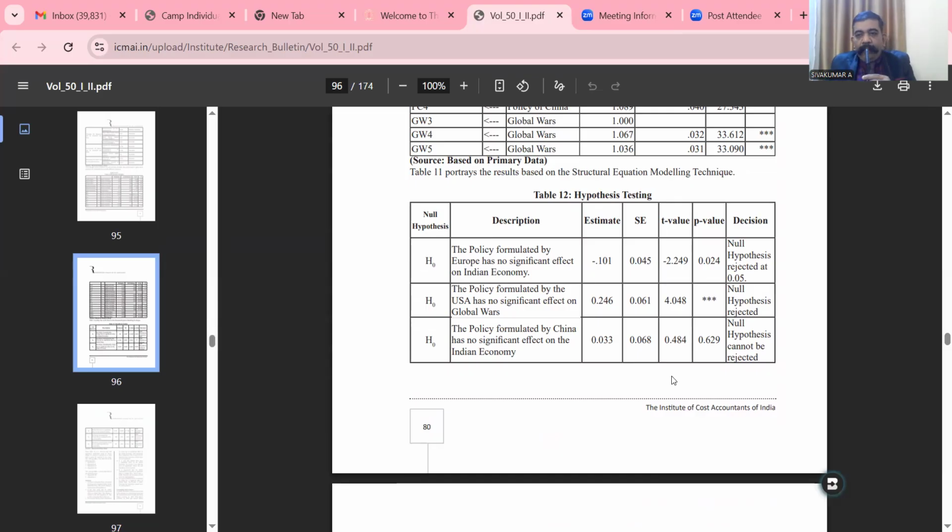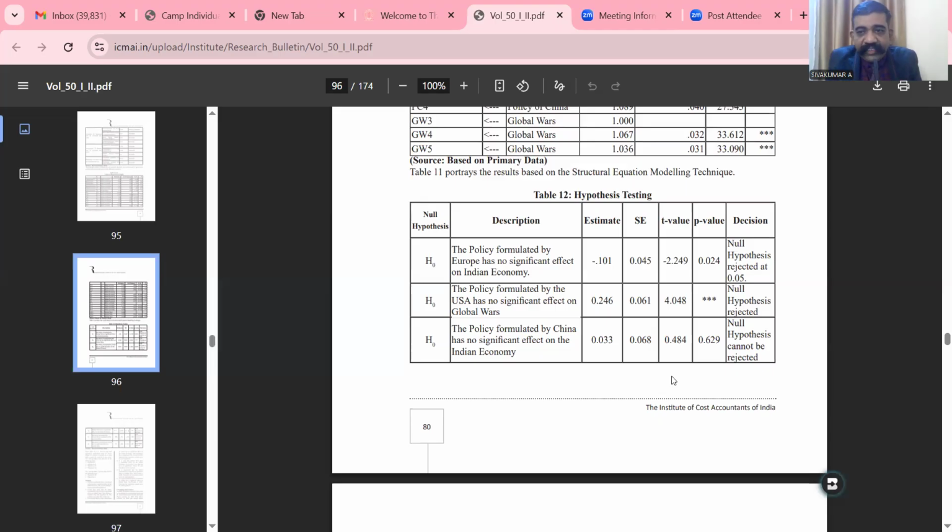and decision. On the basis of the P value, if the P value is less than 0.05, the researcher can reject the null hypothesis. If the P value is greater than 0.05, the researcher cannot reject the null hypothesis. You have to write a table like this. Okay, this is the interpretation related to the structural regression model.